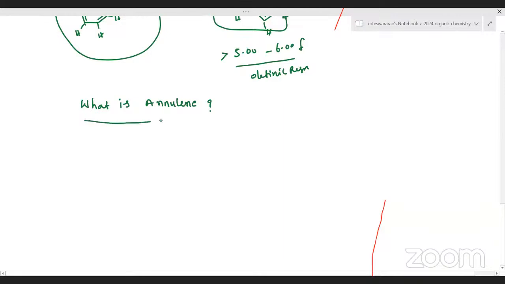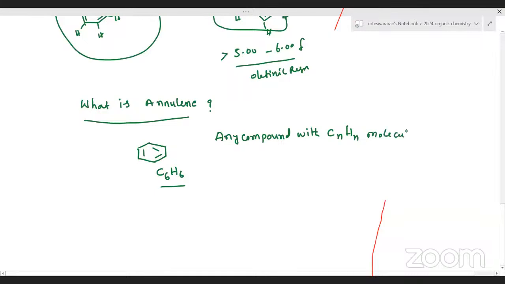Whenever we think about aromaticity, immediately our brain strikes the formula of benzene or the name of benzene. What is the formula? C6H6, right? This is the general case. Based on this, any compound with a CnHn molecular formula.